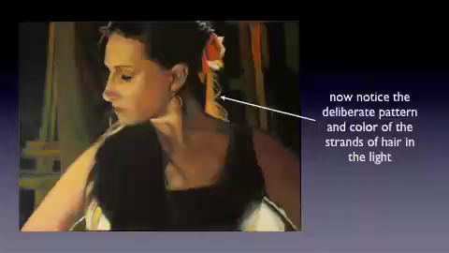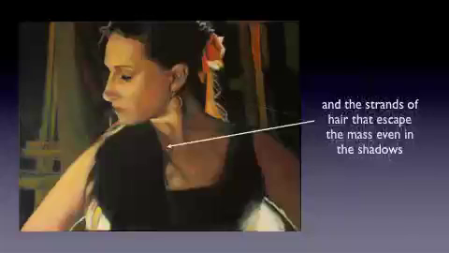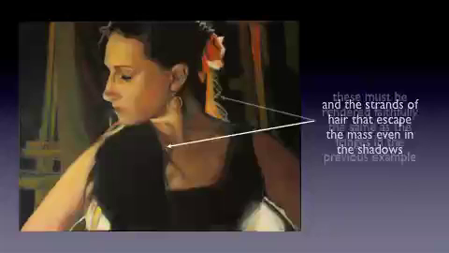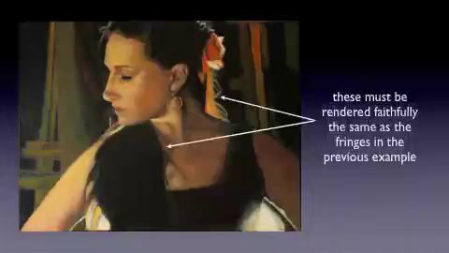Now notice the deliberate pattern and color of the strands of hair in the light, and the strands of hair that escape the mass, even in the shadows. You have to paint the strands as well as the negative shapes between them, as individual shapes. These must be rendered faithfully, the same as the fringes in the previous example.